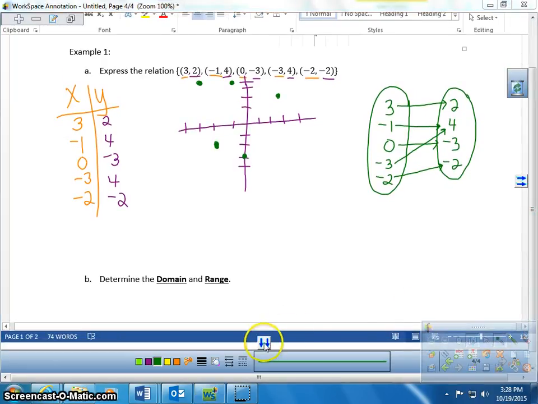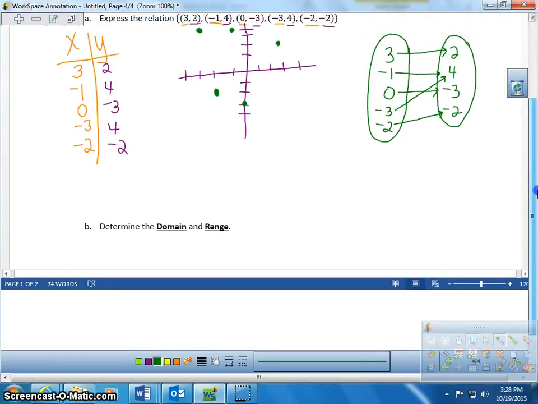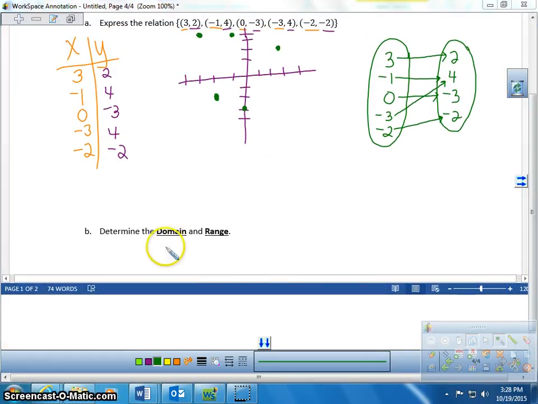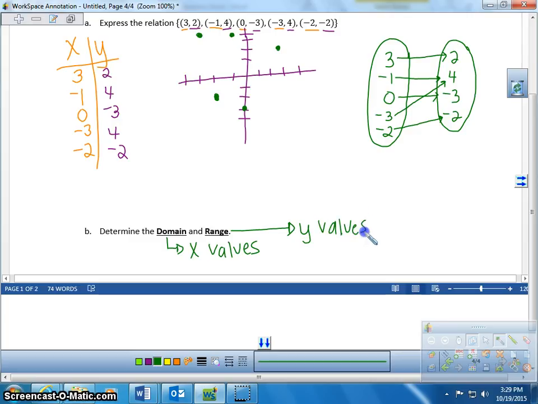Now we're going to determine the domain and range. The domain is always the x values of the relation, or of a set of ordered pairs. The range is always the y values. So the way that we list the domain and the range is what's called these braces. Oop, that's not a very good one, so let's try that again.